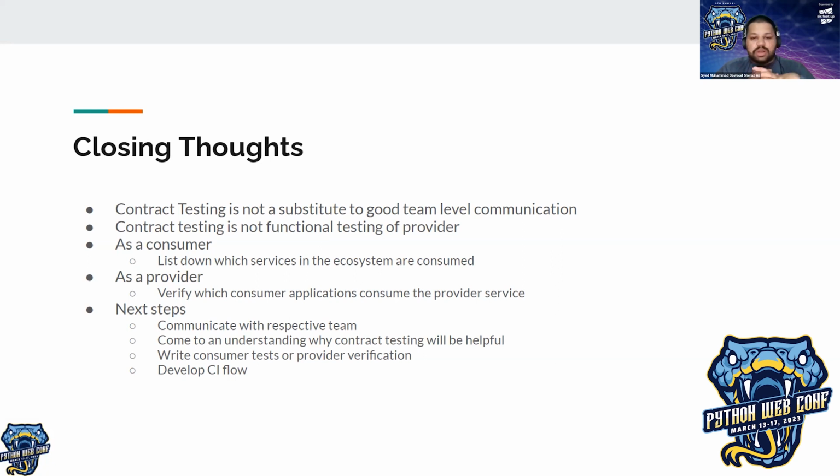So contract testing is not a substitute for good team level communication. We cannot just jump into contract testing and write a contract and let other teams know that they should write a verification for the service. We should get in touch with the other teams who own the services that our services are communicating with, and establish the understanding that we should be doing contract testing to ensure that integration is working as expected. It is not functional testing of the provider.